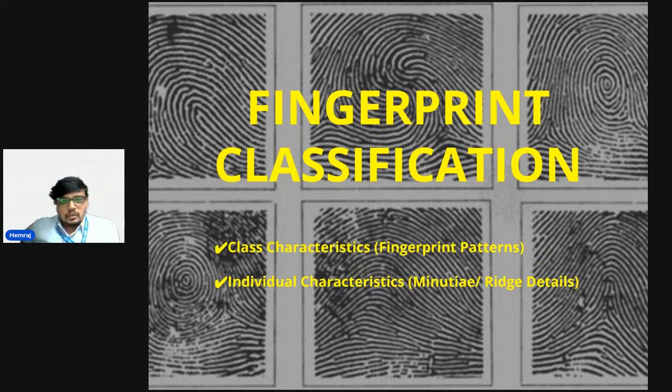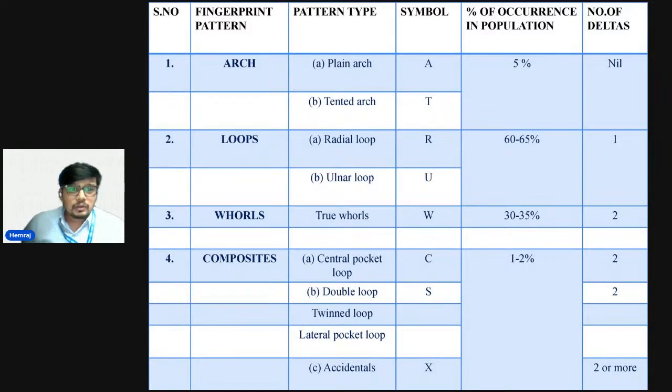Now, this is the main part of this slide: fingerprint classification. When we were discussing ridges, delta and all, now we will be discussing what types of fingerprints are there. When we are discussing types of fingerprint, it will be clear what the deltas and these lines are. Mainly, if we talk about the names: arch, loop, whirl, and composite. These four types of fingerprints are there.